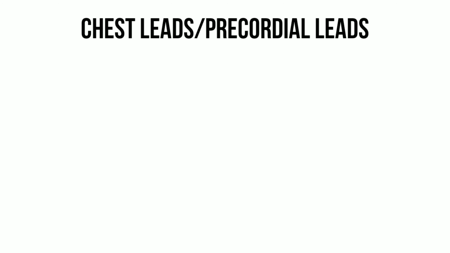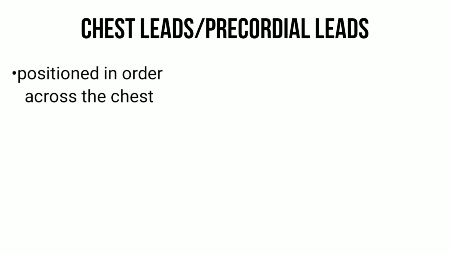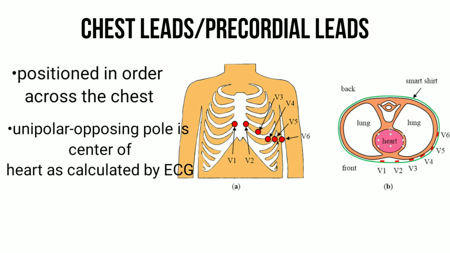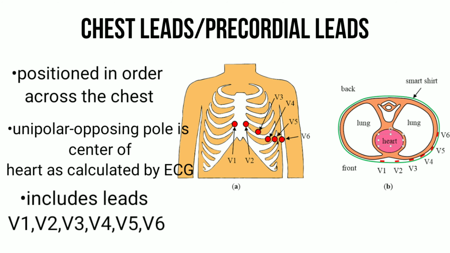Now, chest leads. Chest leads are obtained from the electrode placed on the precordium in the designated areas. An electrode can be placed on 6 different positions on the left side of the chest. Each position represents one lead. Accordingly, there are 6 chest leads.